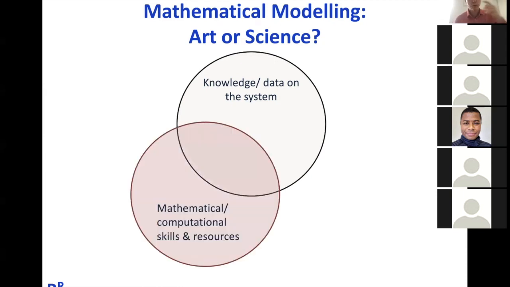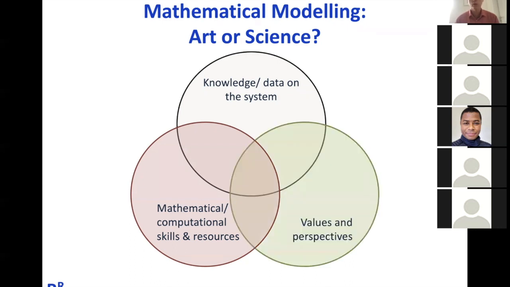We also need mathematical or computational skills and resources. So here the mathematician or modeler comes into play. But both of these only can work if you have the values and perspectives. And at the crossroads of all those, with input from all these sides, you can develop a model which in the ideal case describes the world as well as possible, so as realistic as possible.